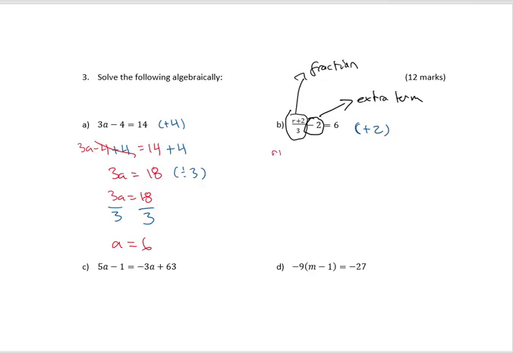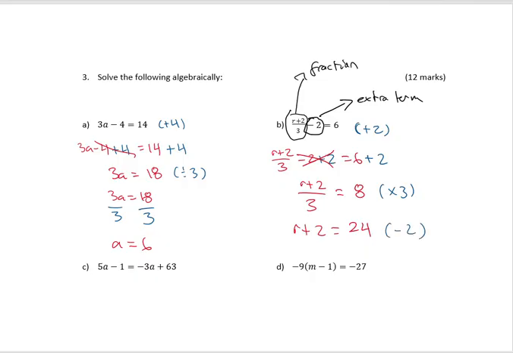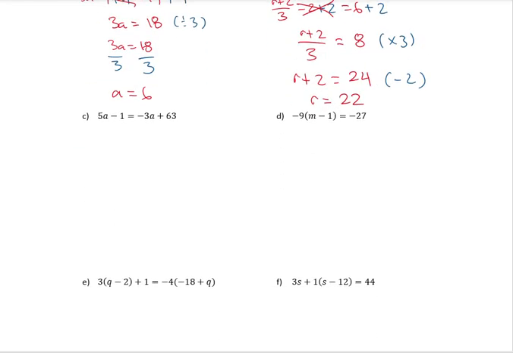So if I add 2 to both sides, the negative 2 disappears. And all I'm left with on the left hand side is r plus 2 over 3, which equals 8. And then I multiply both sides by the denominator. And then I subtract 2 at the end. So r equals 22. Okay. This one's a bit easy to do.